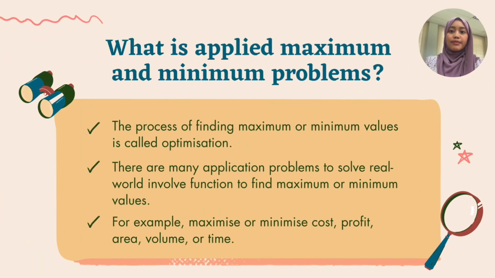What is applied maximum and minimum problems? The process of finding maximum or minimum values is called optimization. There are many application problems to solve real-world involved function to find maximum or minimum values. For example, maximize or minimize cost, profit, area, volume, or time.